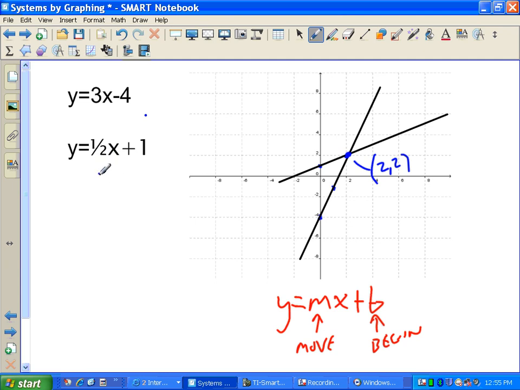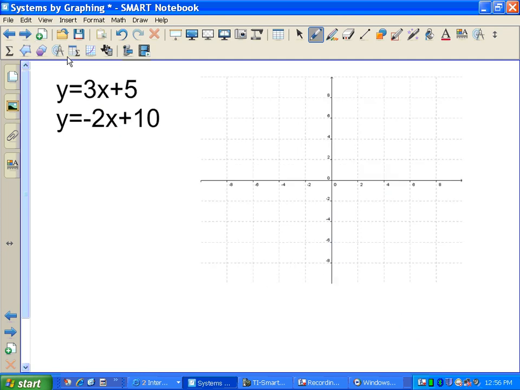Half of 2 is 1. 1 plus 1 is 2. So that sort of works. And 3 times 2 is 6. 6 minus 4 is 2. So that works as well. So that's a reasonable answer for this. So that's all we're kind of looking for. If it turns out to be a little more difficult, well, we'll try to deal with it.